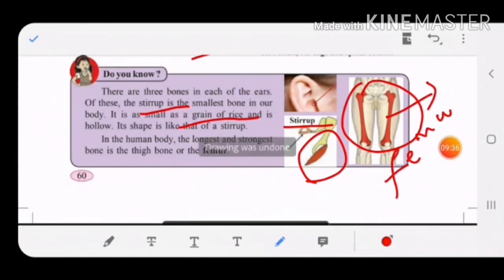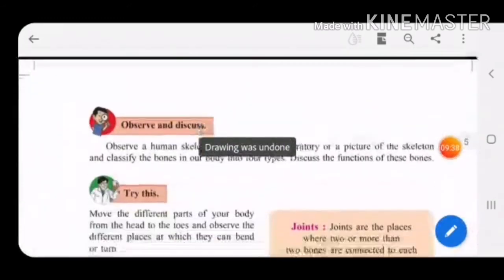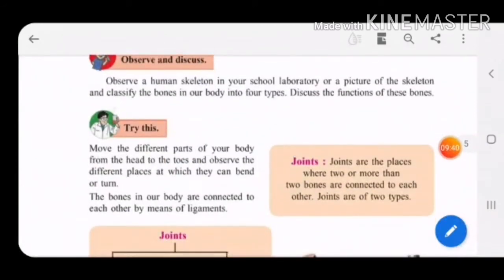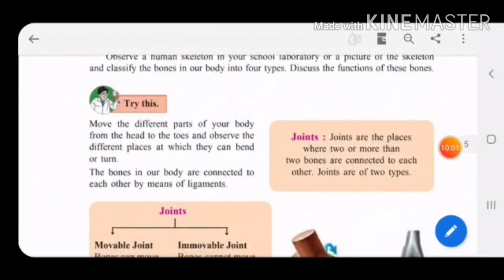Okay, now let's move further. This was extra information. Observe and discuss. Observe a human skeleton in your school laboratory. When you visit your school lab, you should observe the human skeleton or a picture of a skeleton, and classify the bones in our body into the 4 types which were told. Discuss the functions of these bones. Even different functions are also there. Try this. Move the different parts of your body from head to toes and observe the different places at which they can bend or turn.